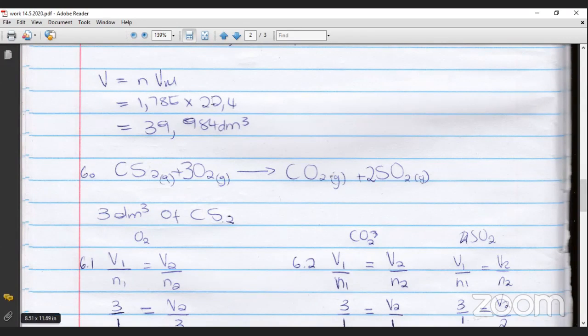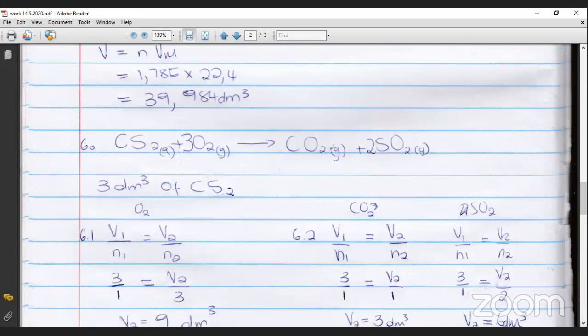So we go to V1 over N1 is equal to V2 over N2. And the N in this case is the number of moles, guys. Remember we mentioned that these numbers in front, this one should be a 1 because there's nothing, and this one is 2 because it's written 2 there. Those are the number of moles. So we've got 1 mole of CS2, 3 moles of O2, 1 mole of carbon dioxide, and 2 moles of SO2.